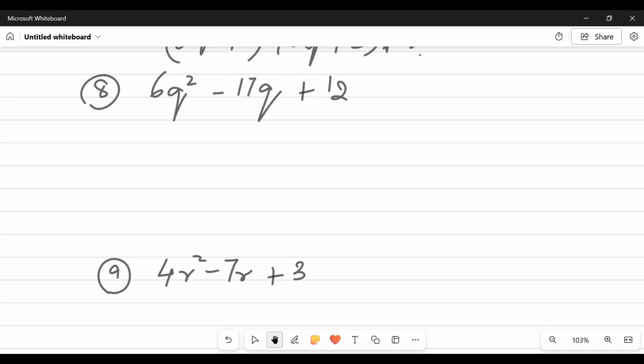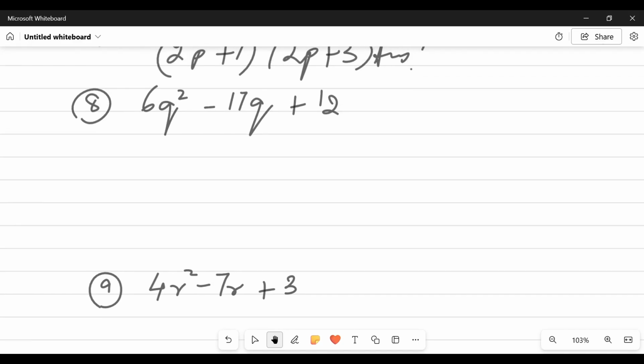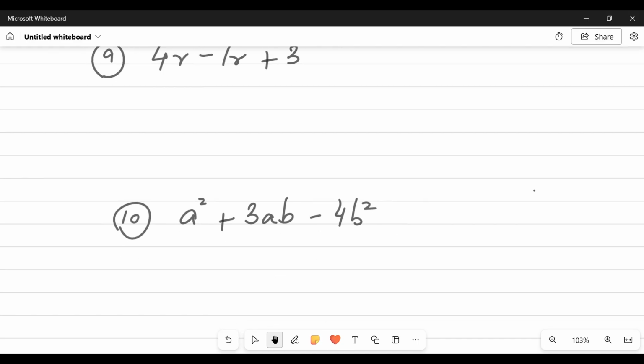Okay, let's check another one. Now, the 9th one and the 10th one. The 10th one is different. Okay, so can you people do 8 and 9 by yourself, right? And give me the answer in the comment box. Okay, then I will check and I will definitely reply to you. Okay, now let's solve the 10th one.